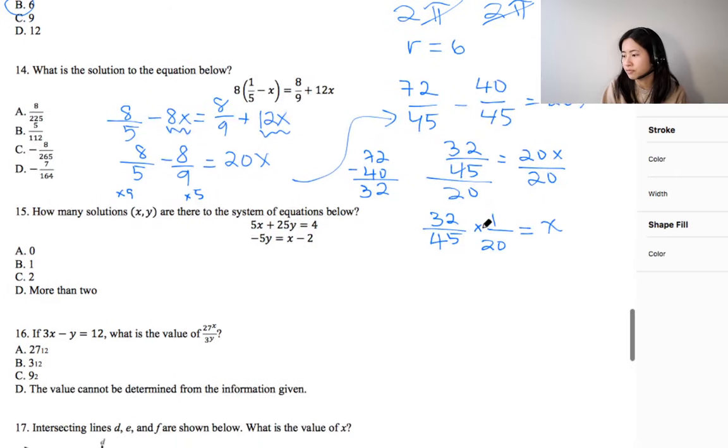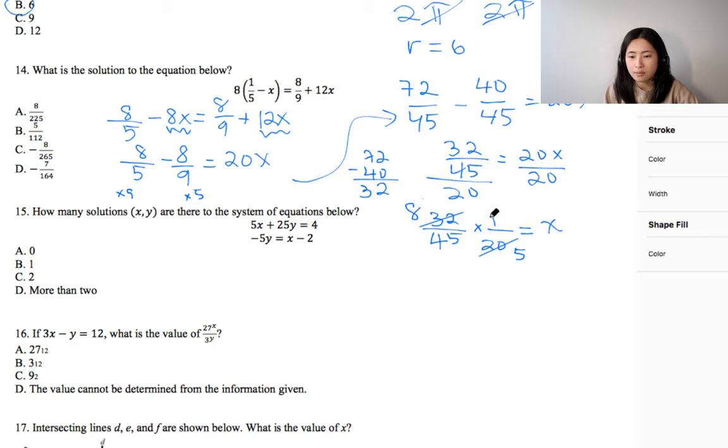So we can simplify 32 and 20. Divide both by, let's see, maybe 4. If we divide 32 by 4, we're going to get 8, and if we divide 20 by 4, we're going to get 5. So as you can see, everything has been simplified.